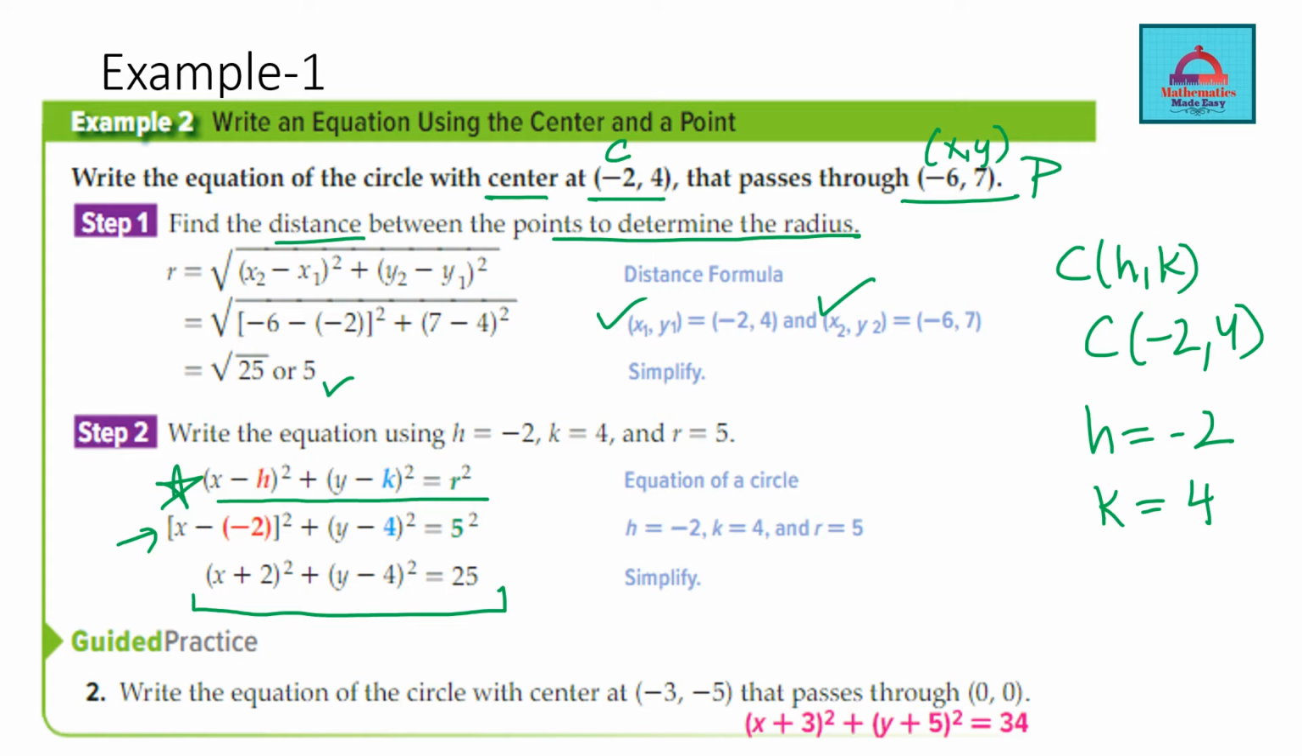I would want you girls to try question number 2. This can be your own homework. You can try it out, and I've given you the final answer, which should come out to be x plus 3 whole square plus y plus 5 whole square equal to 34. Please try this question with all the steps that have been shown in this slide.